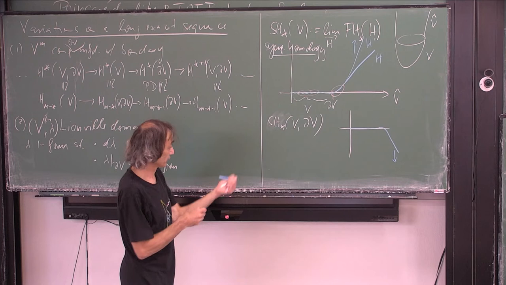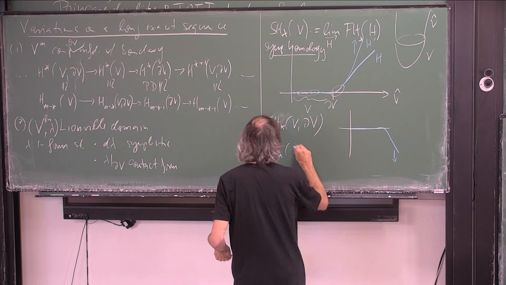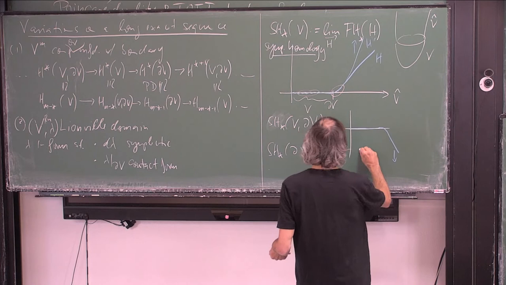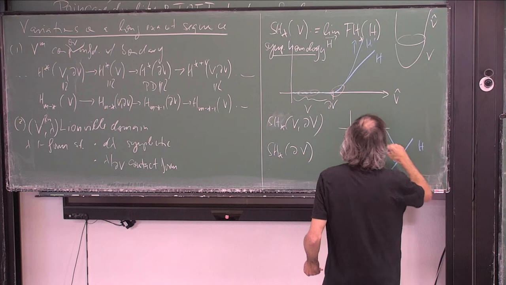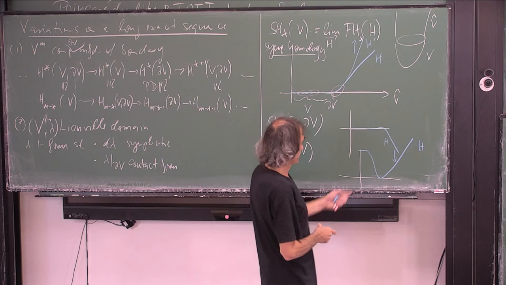And then also we can define symplectic homology of the boundary itself. And for that, we use yet another type of Hamiltonians. Namely, we use Hamiltonians like this, which start very high up, slope down, then are roughly constant here, and then go up again. At some point we called those V-shaped Hamiltonians, although it looks more like a square root maybe.